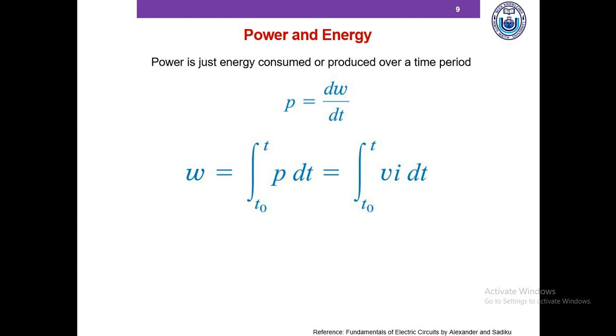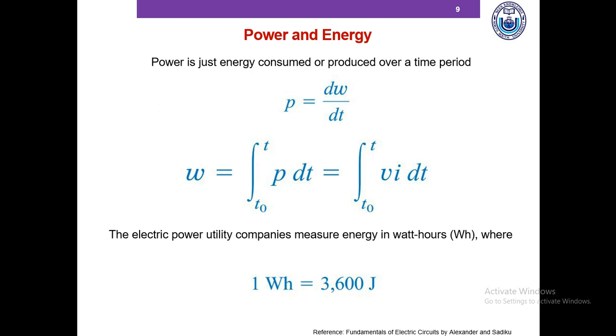Again, if we know the expression of the power, how then do we determine the energy consumed or generated in a time period? If we integrate this equation with respect to time, we get the equation of energy, W equals the integral of P dt. The electrical power utility companies measure energy in watt hours. So if you run a 1 watt bulb for 1 hour, it will consume 1 watt hour, or 3,600 joules of energy. Therefore, 1 watt hour is equal to 3,600 joules.